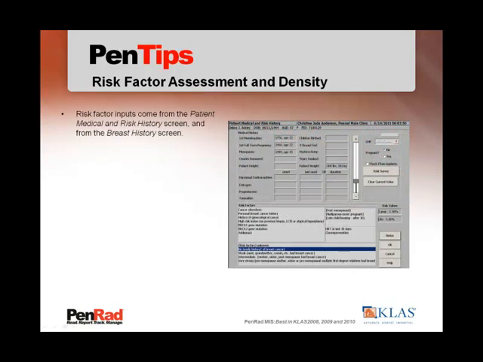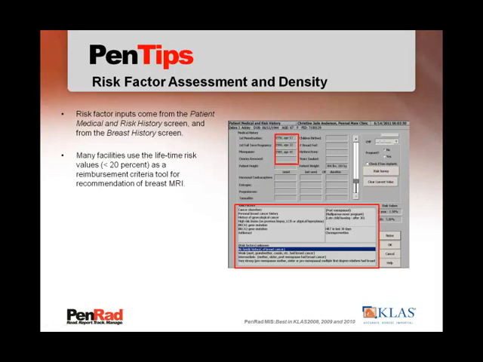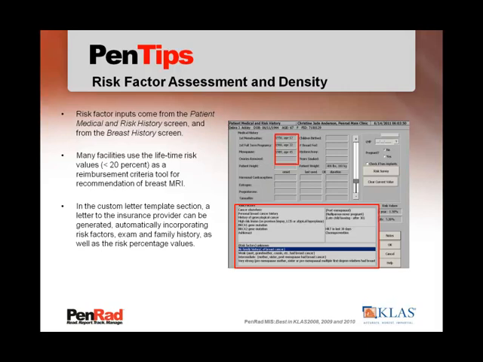Risk factor inputs come from the patient medical and risk history screen and from the breast history screen, by sampling prior biopsy exams or manually entered biopsies from outside facilities. Many facilities use lifetime risk values as a reimbursement criteria tool for recommendation of breast MRI. In the custom letter template section, a letter to the insurance provider can be generated, automatically incorporating risk factors, exam and family history, as well as the risk percentage values. Admin Report 1BB provides risk result values for historical exams by patient and threshold filters.